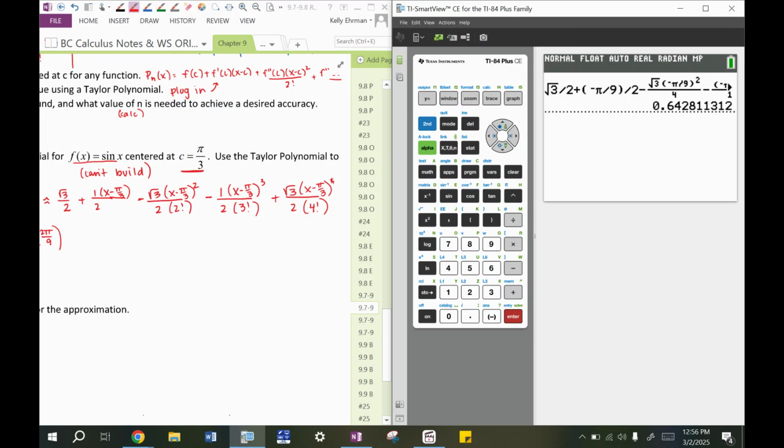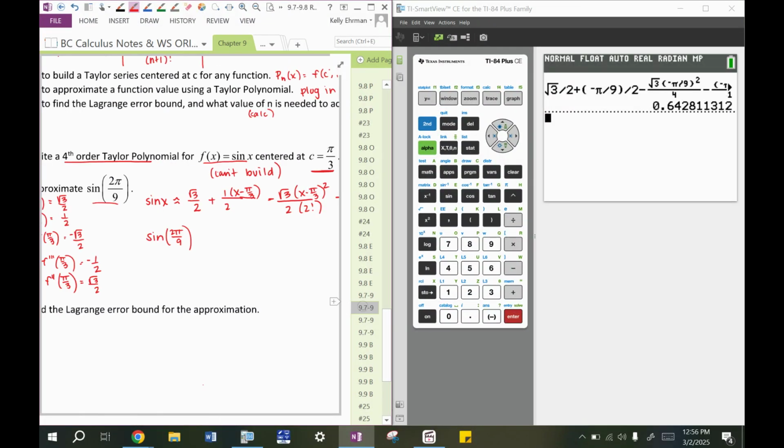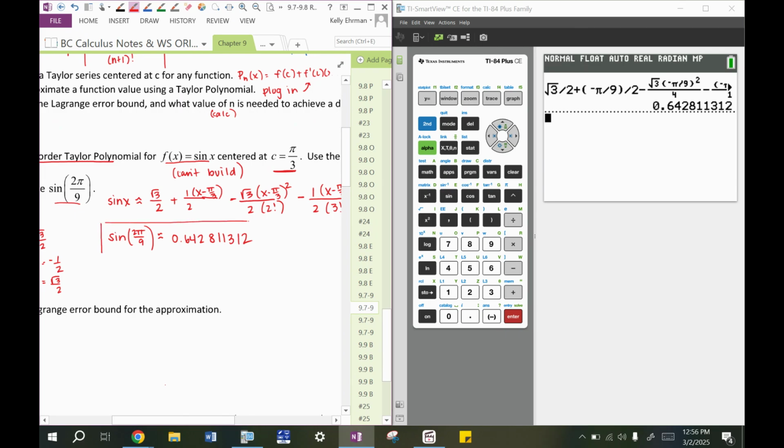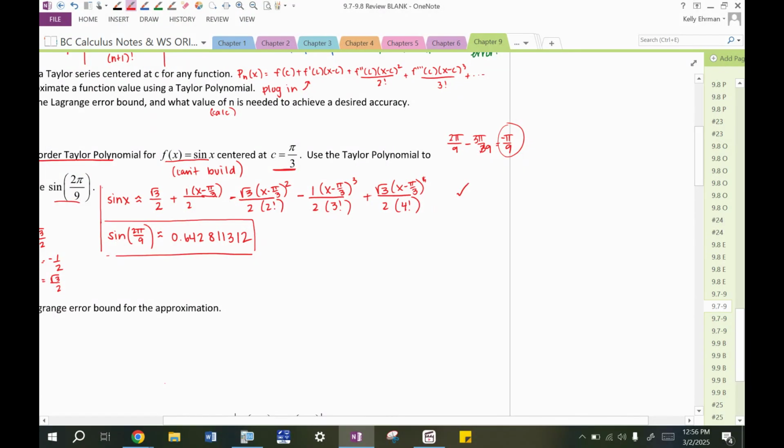0.642... I'm just verifying on my printed out key that that's what I got, and I did. So include all of the decimal places, please, so we can see how accurate we are. 0.642811312. All right, so that's my approximation, and I think I'll box in my other answer for the Taylor polynomial itself. Fix this because it's bothering me.